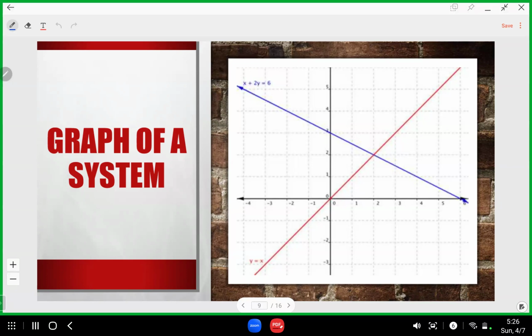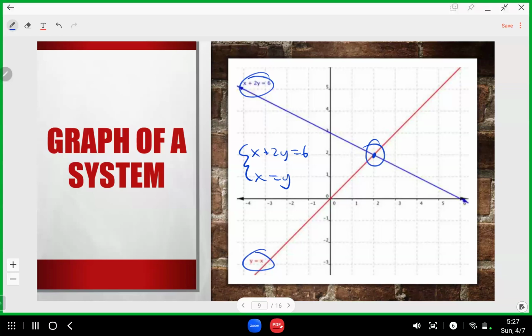The first method is simply graphing our equations. Let's say we have the equations x plus 2y is equal to 6, and x is equal to y. If you graph these lines, you want to find a common solution for both of them, right? So you find where they intersect, and where they intersect is the solution to the system.